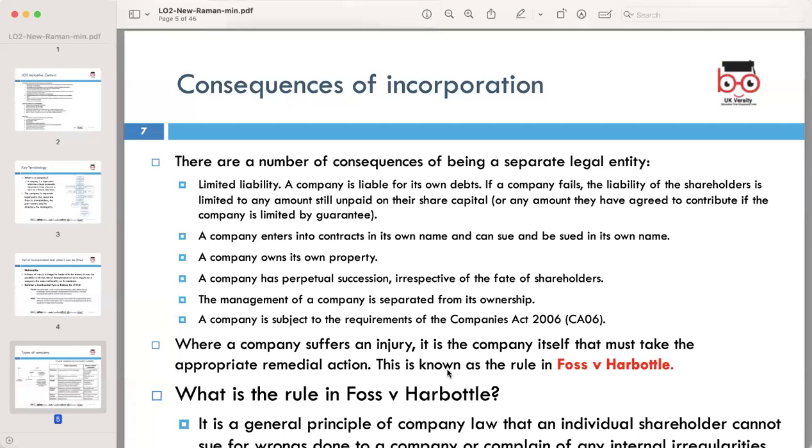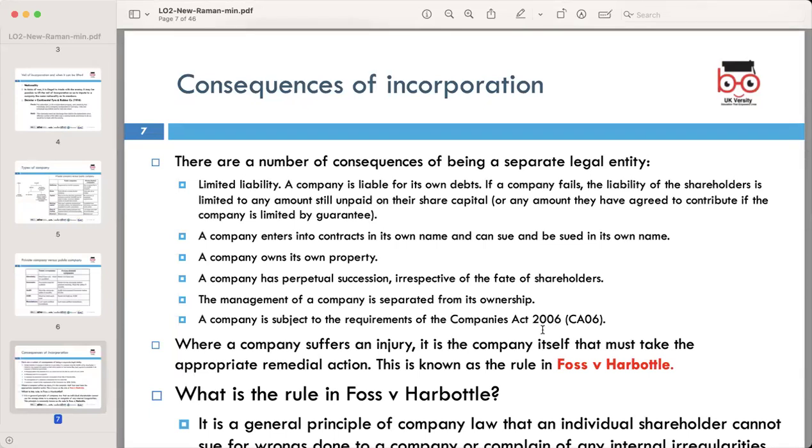Ownership of property. So the company owns its property. Perpetual succession: the company continues to exist irrespective of changes in shareholders. Then separation of management and owners, distinct roles for management and ownership. Compliance with Companies Act 2006: companies are subject to the regulations outlined in the Companies Act 2006.